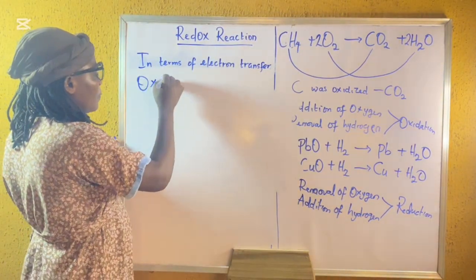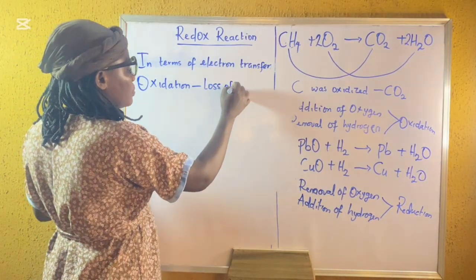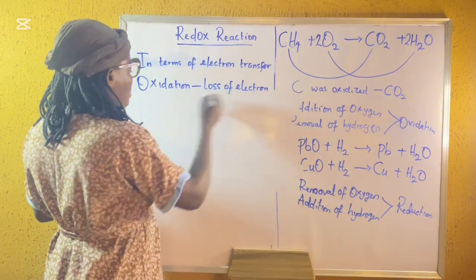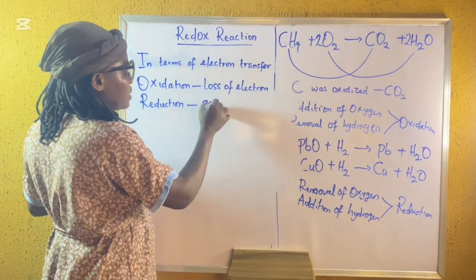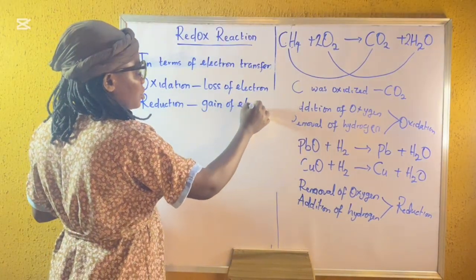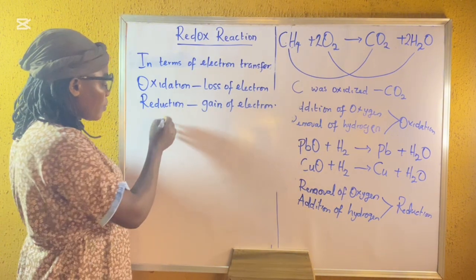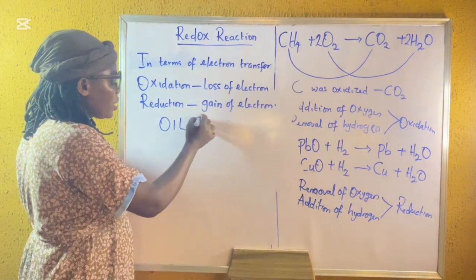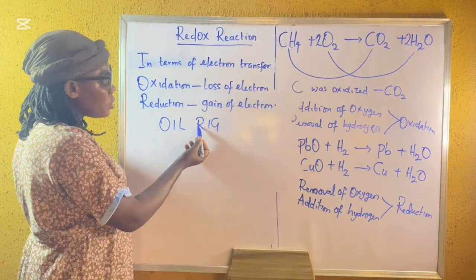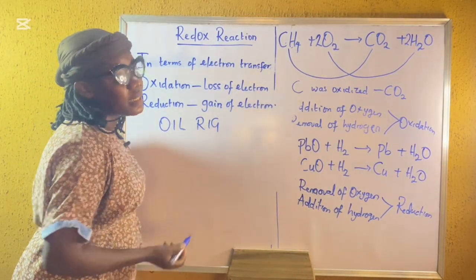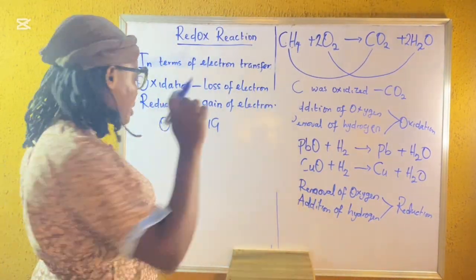Oxidation is loss of electron, while reduction is gain of electron. So we can use the tag OIL RIG. Oxidation is loss of electron, reduction is gain of electron. So let's simplify it so that we can understand better.